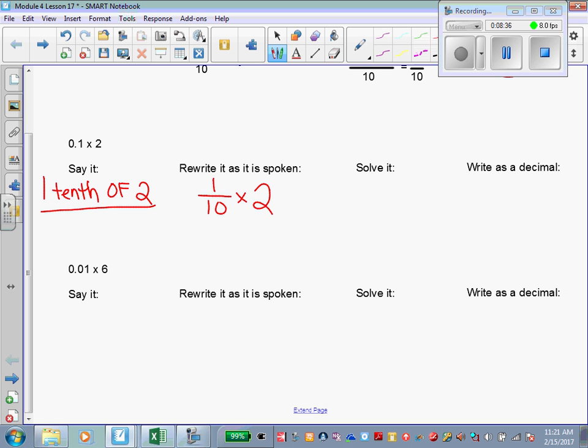Brooklyn. 1 times 2 over 10. And 1 times 2 over 10 would be equal to what? 2 tenths. Now, everybody look at your place value chart if you need to. If that 2 is in the tenths column, then how would I write that as a decimal? Key size. 0.2. Very good.